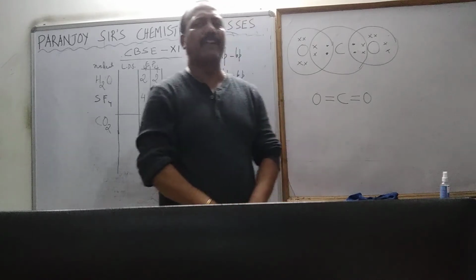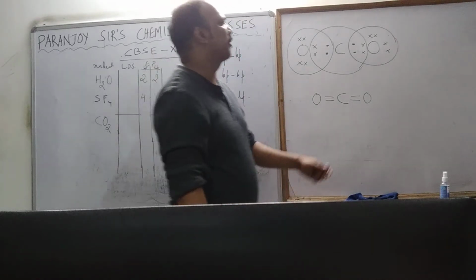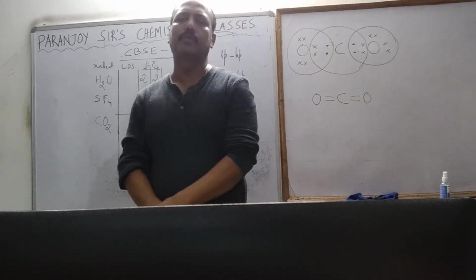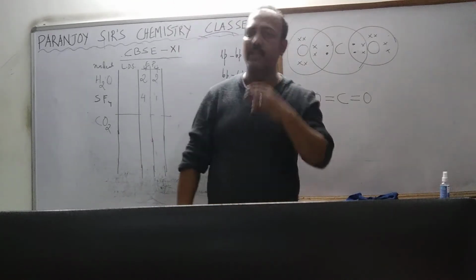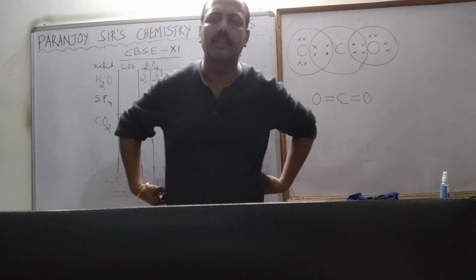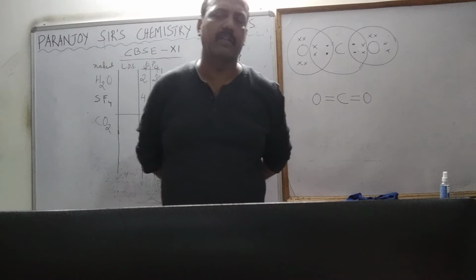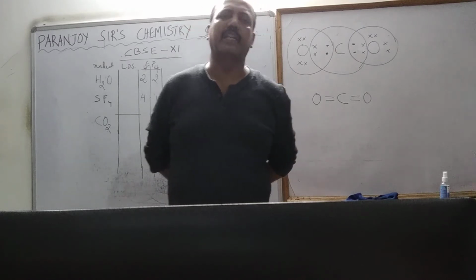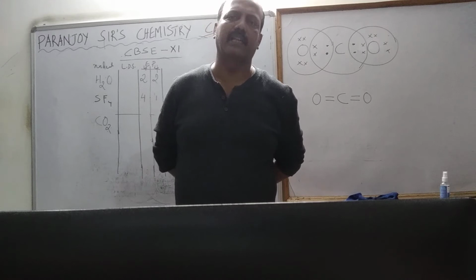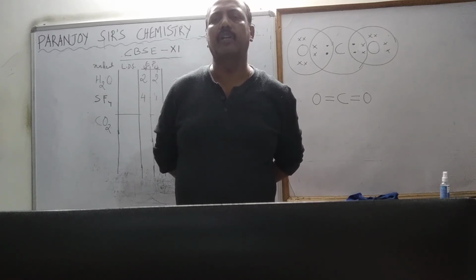Okay. So effectively in VSEPR theory, how many pairs are there? You tell me. 2 pairs, not 4 pairs. Actually, there are 4 pairs, but according to VSEPR theory, if the bonding is multiple bonding, then we consider it as a single pair. So there are effectively 2 pairs.